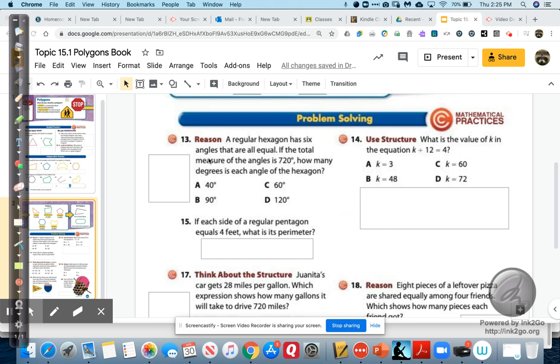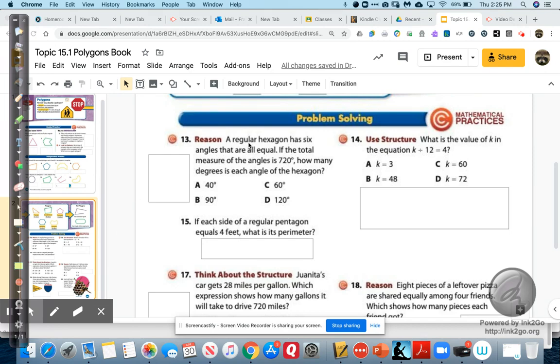Hey, welcome to day two, or page two of our Polygons 15.1 book lesson. So again, this is page two. We just finished classifying our polygons and telling if they're regular or irregular. Now we're going to look at some problem solving.